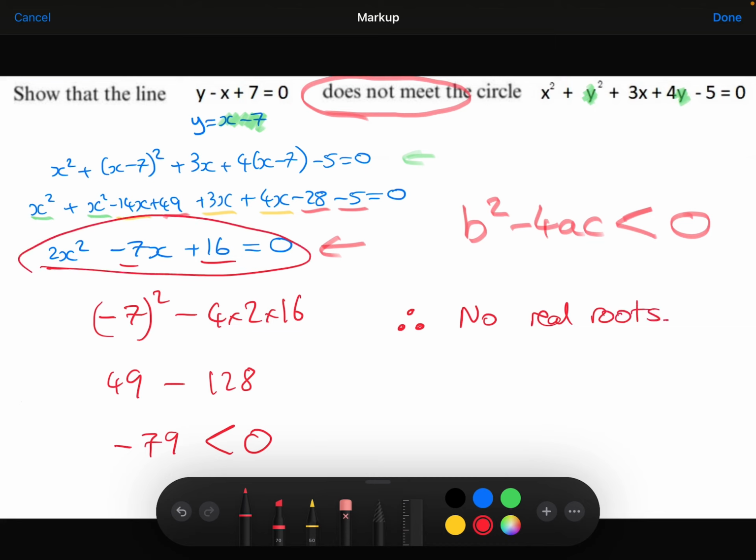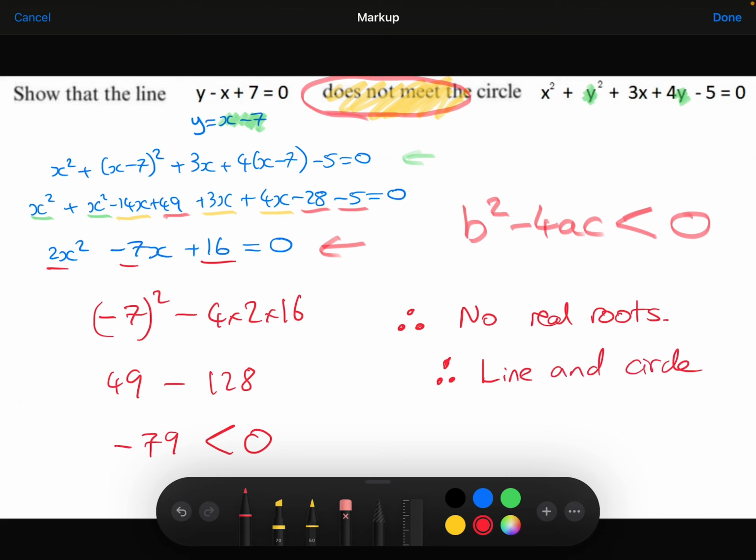And if this equation has no real roots, then the line and the circle do not intersect. So therefore, line and circle do not meet. So if I need to show that lines do not meet, I will pretend that they do to begin with by doing simultaneous equations, and then show that that leads to no answers.